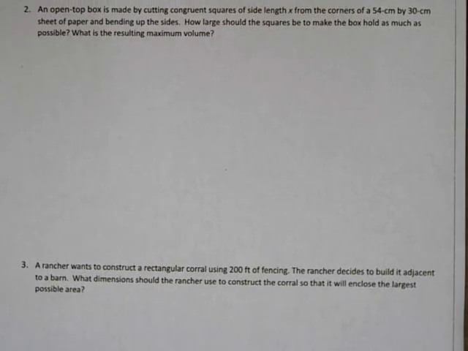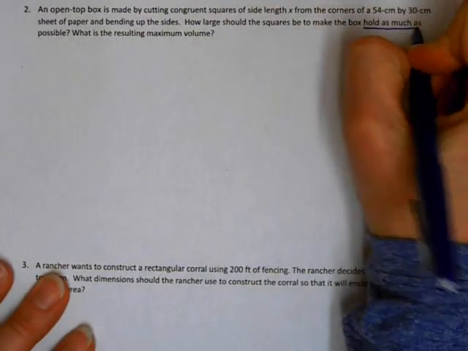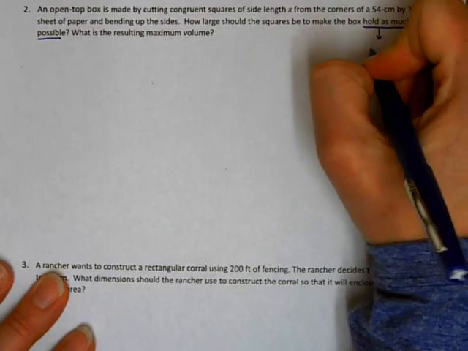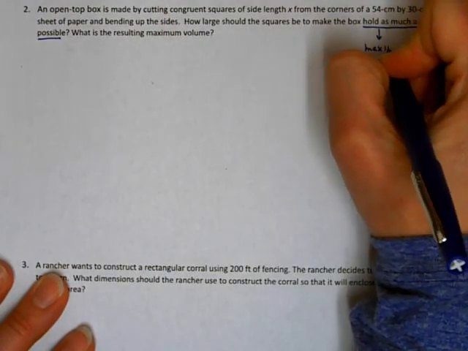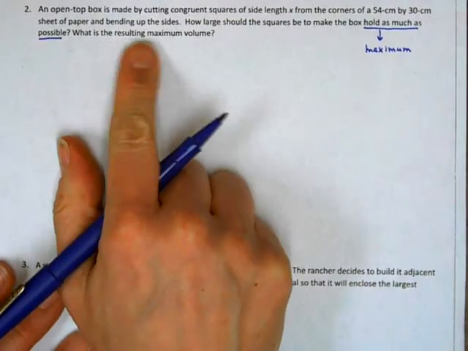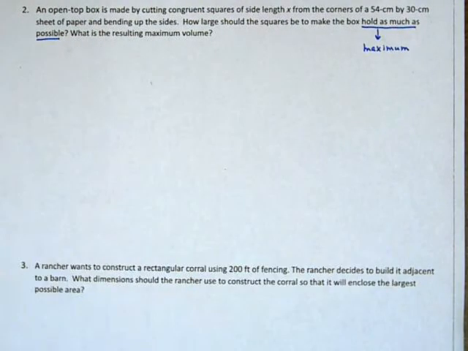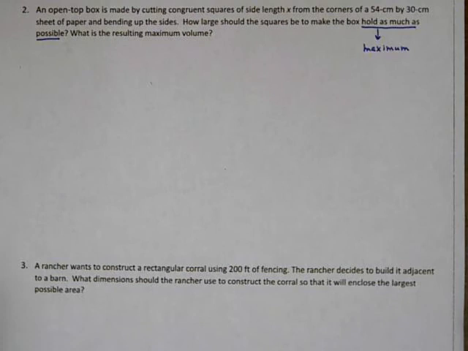So we have an open top box that's made by cutting congruent squares of side length x from the corners of a 54 by 30 centimeter sheet of paper and bending up the sides. So the first question is, how large should the squares be to make the box hold as much as possible, right? So make the box hold as much as possible. That tells us we're looking for a maximum. And then they want to know what is the resulting maximum volume. So we've got 2 questions, and again, we got to make sure we answer all of those questions.